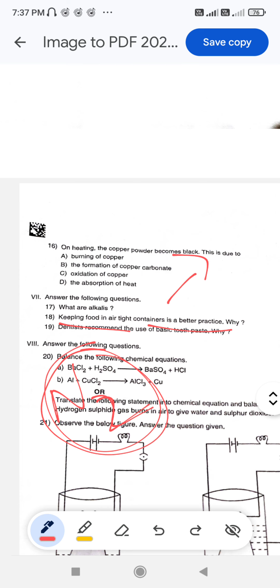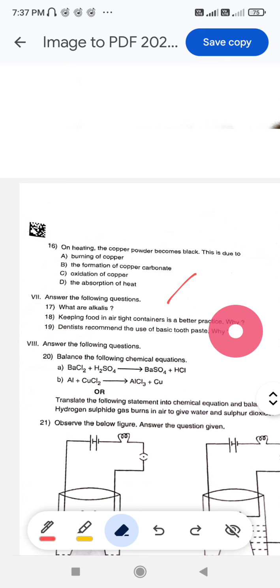To prevent that, we add nitrogen gas, or otherwise we can place the food in an airtight container. That will prevent oxidation, and the food will be preserved for several days. So for that purpose, we practice keeping food in an airtight container, right? Okay, next, the 19th question: dentists recommend the use of basic toothpaste.